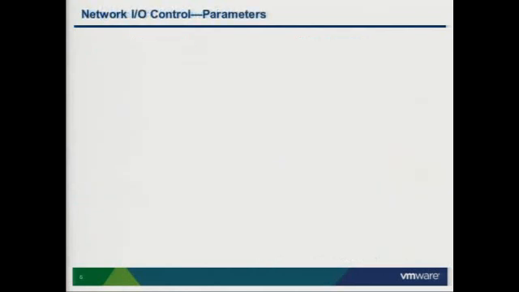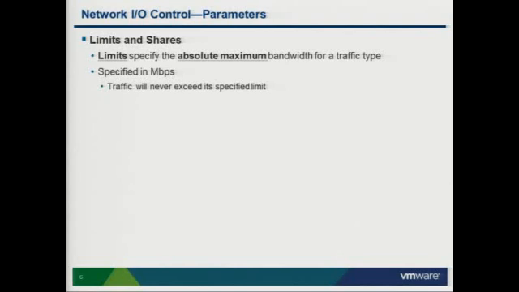Network I/O control has multiple parameters, and this is very similar to the resource allocation which a VI administrator is familiar with, like CPU or memory resources allocated to a VM in terms of limits and shares. We have the same concept now for network I/O control, where you can allocate limits and shares for the traffic types. If you say, I want to limit my vMotion traffic to 2 gigabits per second, or whatever, megabits per second, now you have the capability to do that with the limit.